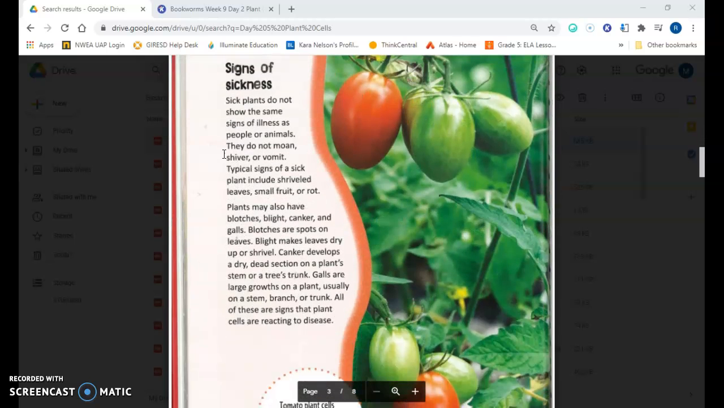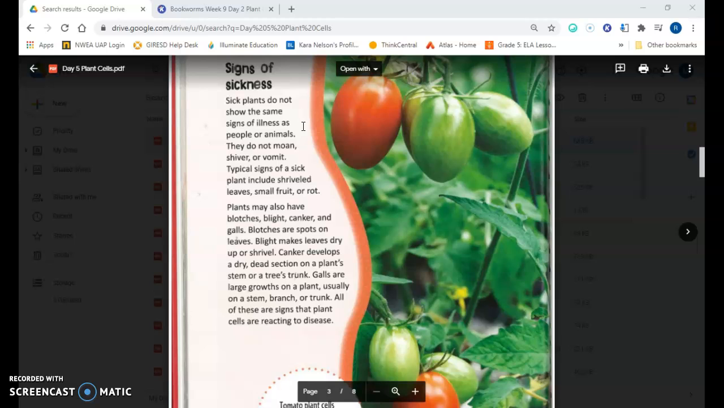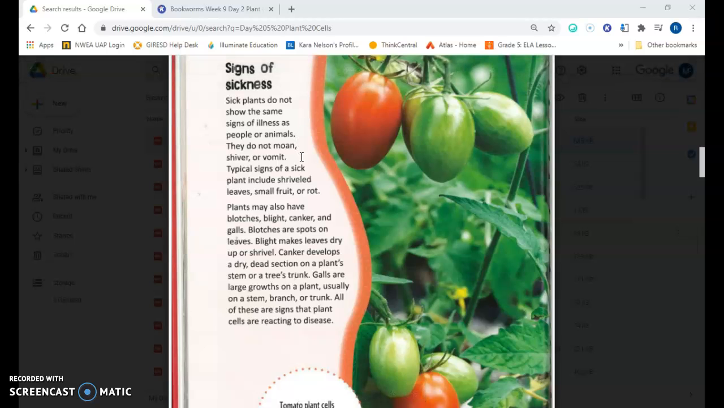Signs of sickness. Sick plants do not show the same signs of illness as people or animals. They do not moan, shiver, or vomit. Typical signs of a sick plant include shriveled leaves, small fruit, or rot. Plants may also have blotches, blight, canker, and galls.